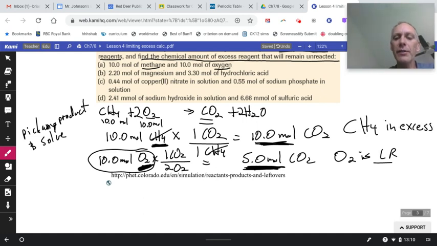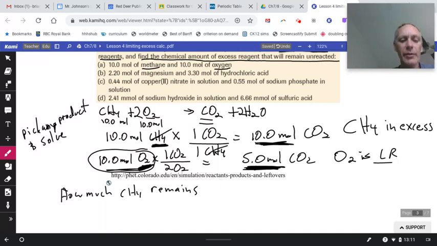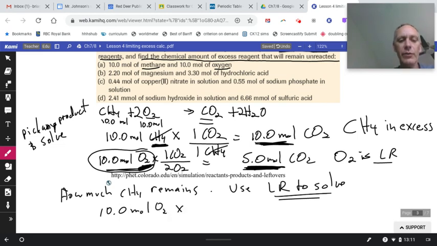So how much methane remains? If it's in excess and it all doesn't react, how much remains? So this is a little bit tricky. The way you figure it out is you use your limiting reagent to solve it, because we know that it all gets used up. So we're going to go 10 moles of oxygen, that all gets used up, and we're going to figure out how much methane reacts.